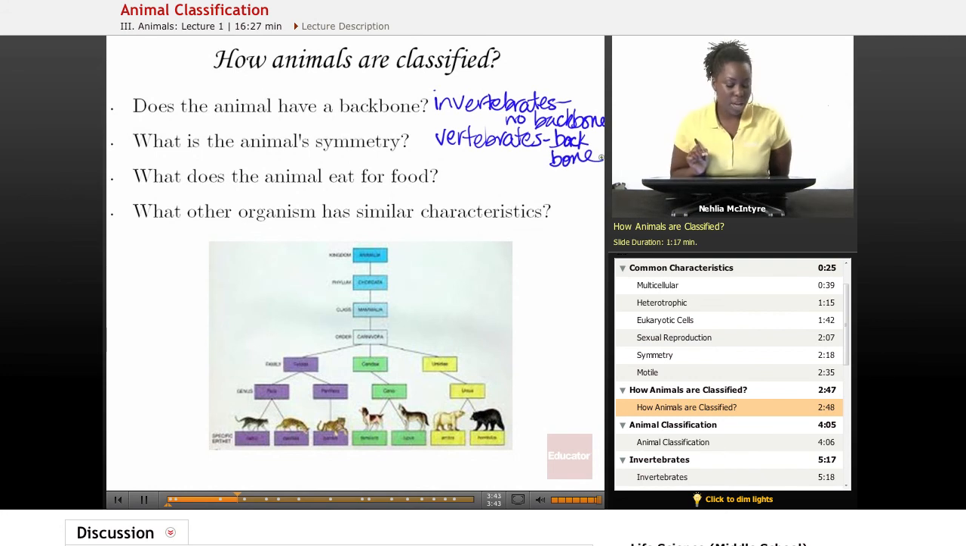Another question that scientists may ask is, what is this animal's symmetry? What is the arrangement of their body? Another question would be, what does the animal eat for food? That's very important. And then they also may ask, what other organisms have similar characteristics to this organism? So all of those questions are important when you're trying to classify animals.